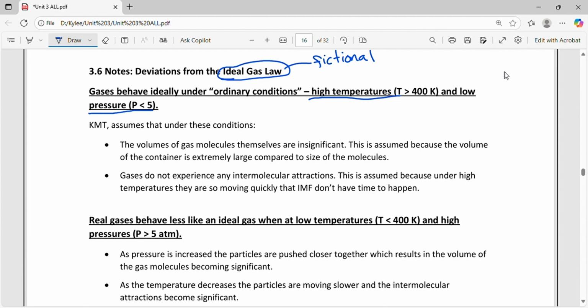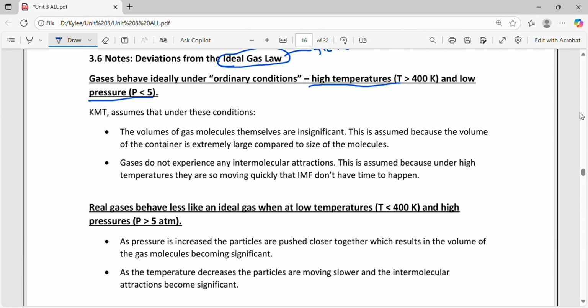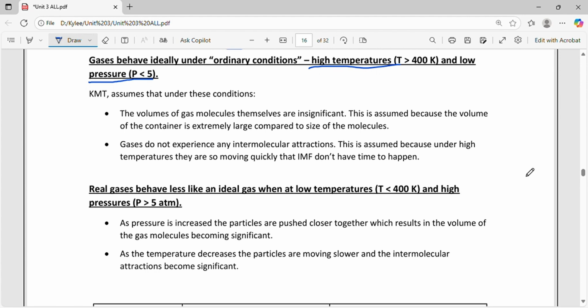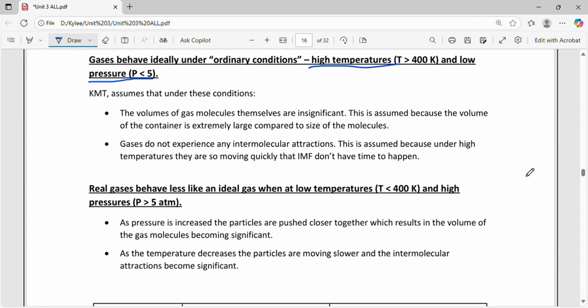So the volume of gas particles themselves is not significant. This is assumed because the volume of the container is extremely large compared to the size of the molecules. And gases do not experience IMFs. This is assumed because at high temperatures, they're moving so quickly, IMFs don't really have time to happen and form.